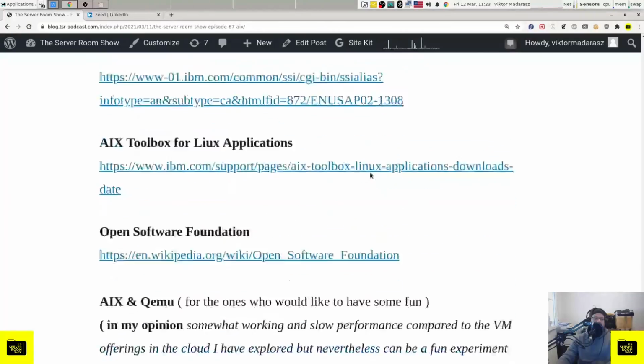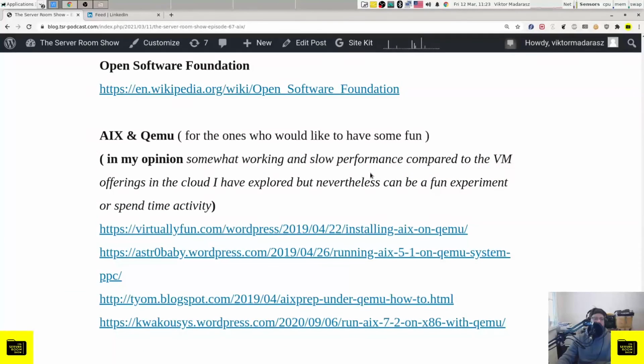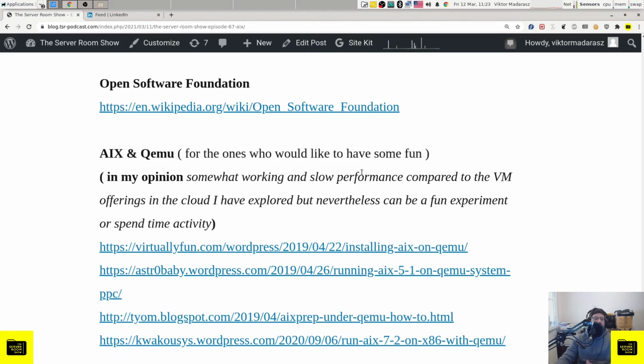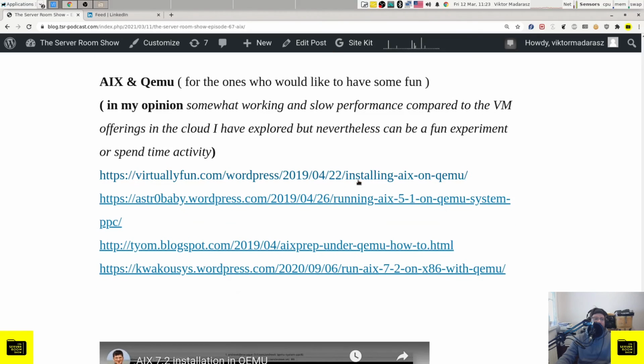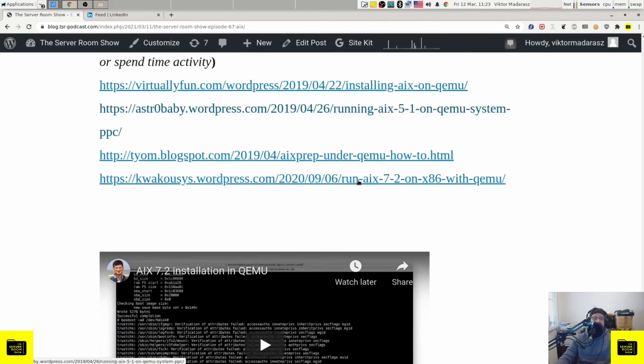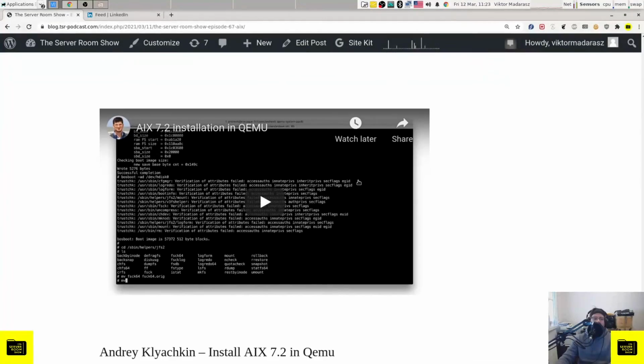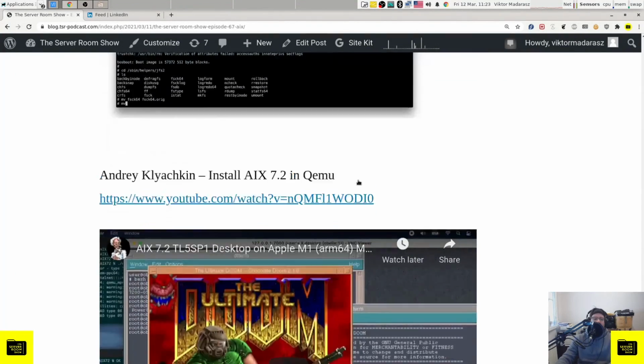I also left links for those of you who are interested in AIX and QEMU, even though I think that it's somewhat working but very, very slow compared to what a cloud offering can give you for a couple of euros, like we said, if you don't require it to run 24/7. I wouldn't bother with QEMU, but if you are adventurous and you want to give it a try, then it's up to you.